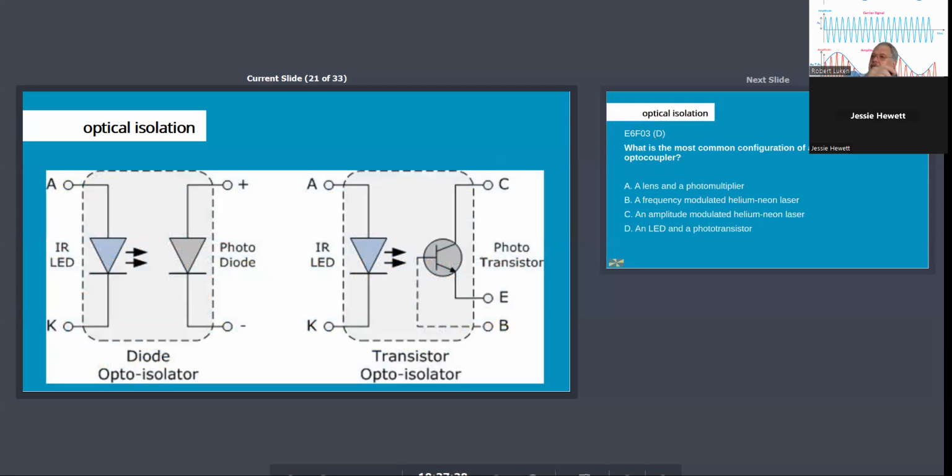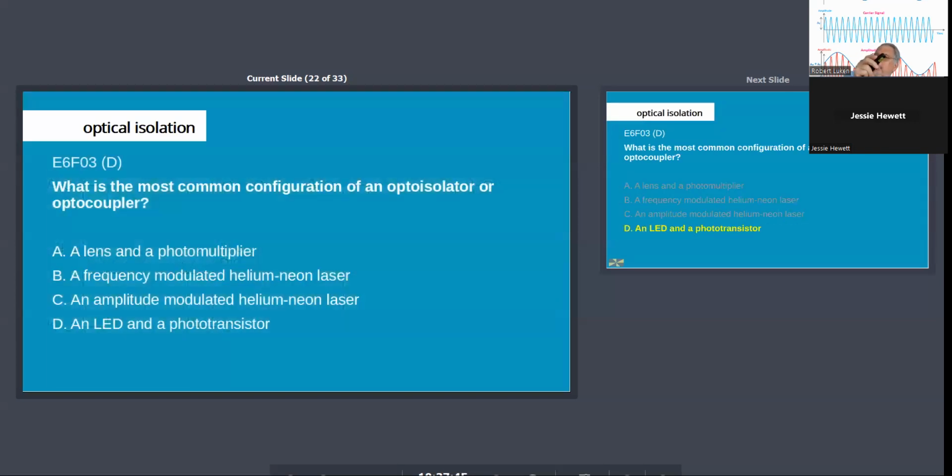Typical circuits come with one using the photodiode and one with the opto transistor. Sometimes they'll bring a base connection out for special purposes, like maybe you can bias it differently. Normally, it's just controlling the current between the collector and the emitter. So what's the most common configuration of an isolator or optocoupler?